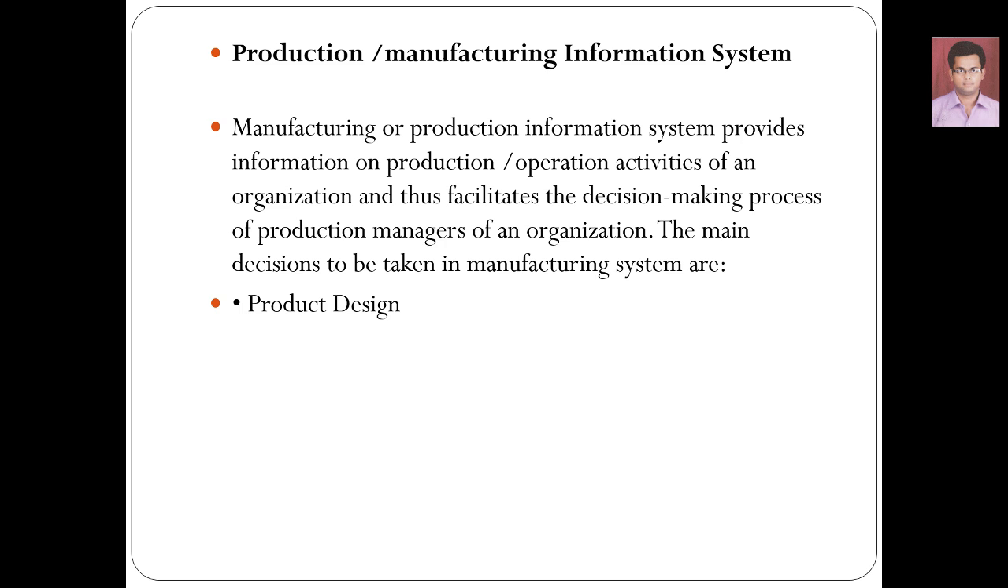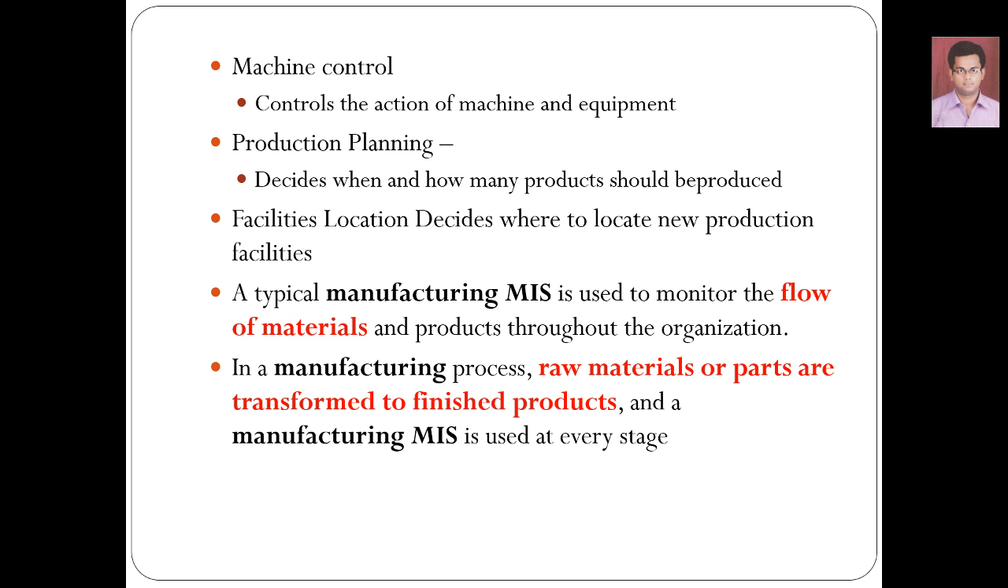Production or manufacturing information system provides information on production and operation activities of an organization and thus facilitates the decision making of production managers of an organization. The main decisions to be taken in the manufacturing systems are product design. Then comes machine control. Control is the action of a machine and the equipment. Production planning entails deciding when and how many products should be produced. Facilities location decides where to locate the new production facilities.